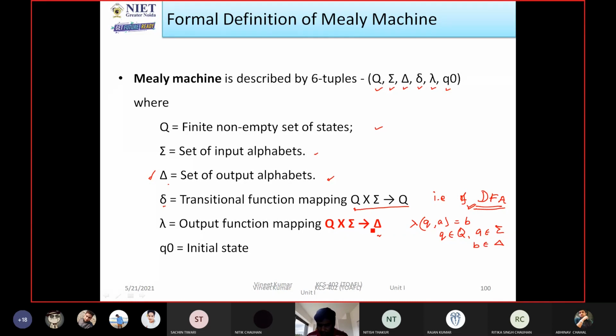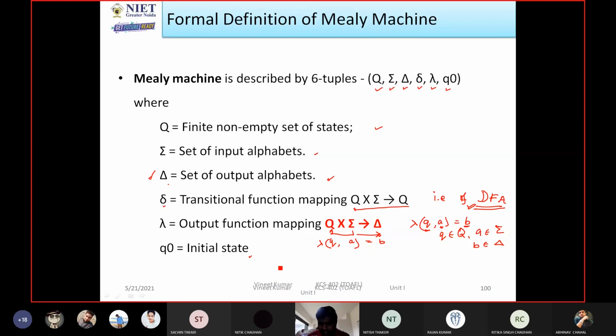As per this definition of the output function, when we apply input on a state Q, there exists one output. Clear this point? Applying an input on a state Q, there exists one output. That means when applying A on a state Q, there exists one output, that is B. So it is a function of lambda Q of A.